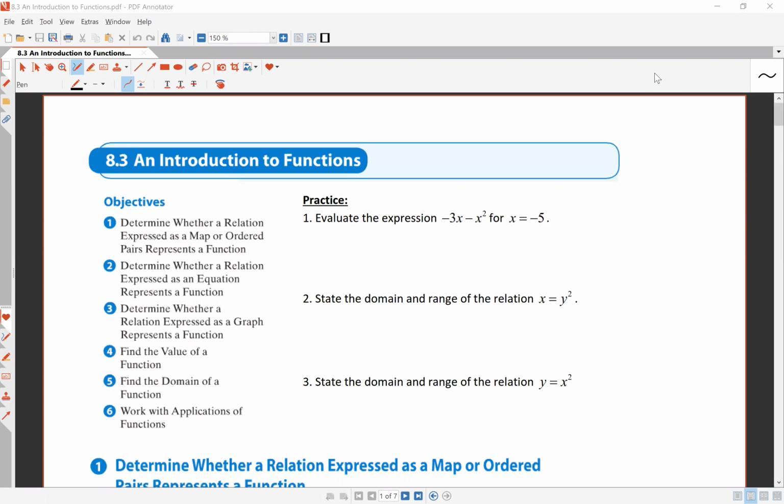Number 1, evaluate the expression negative 3x minus x squared for x equals negative 5. When we evaluate this, we substitute negative 5 for x. Negative 3 times negative 5 minus negative 5 squared. Negative 3 times negative 5 is 15, minus negative 5 squared, which is 25. We're left with 15 minus 25, which gives us negative 10.